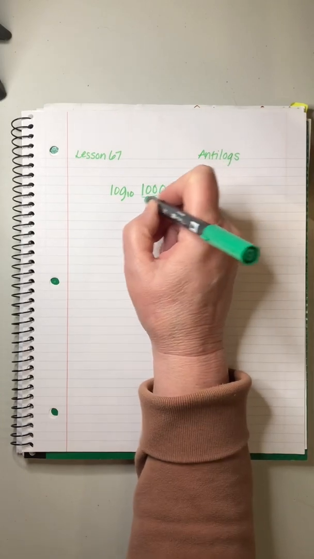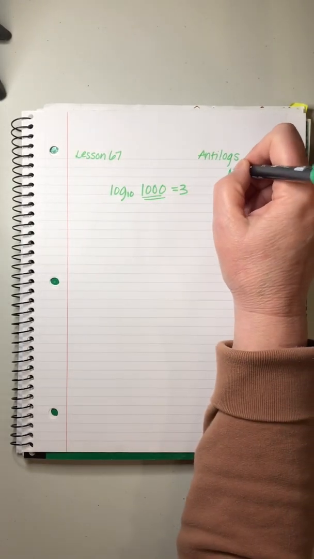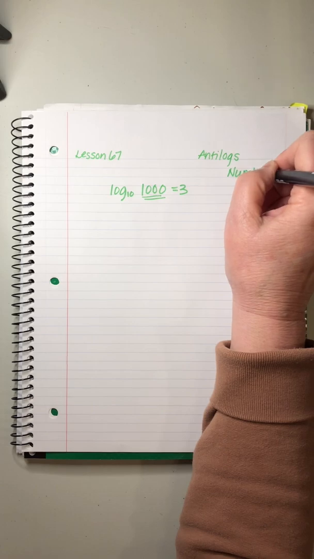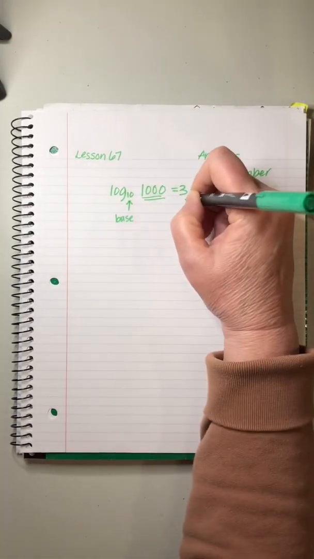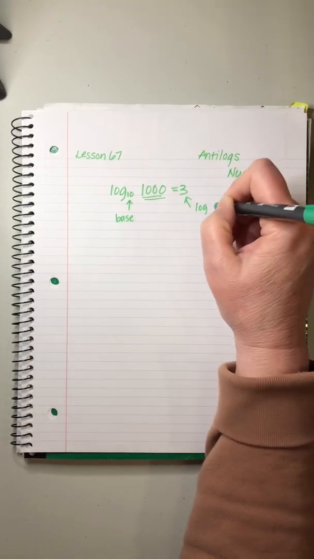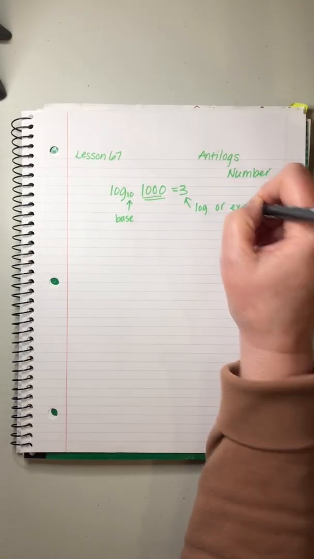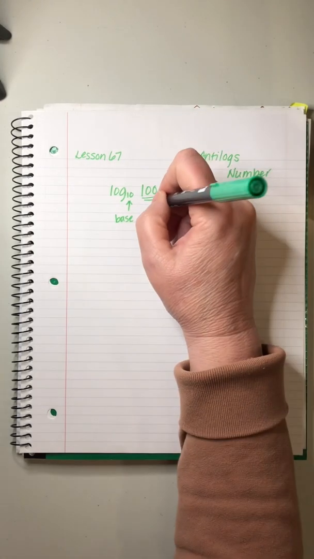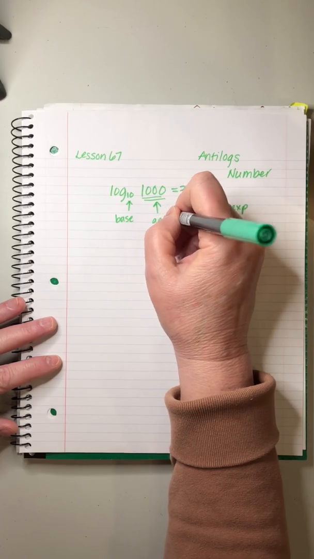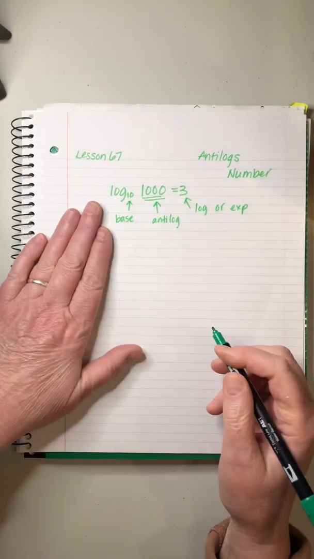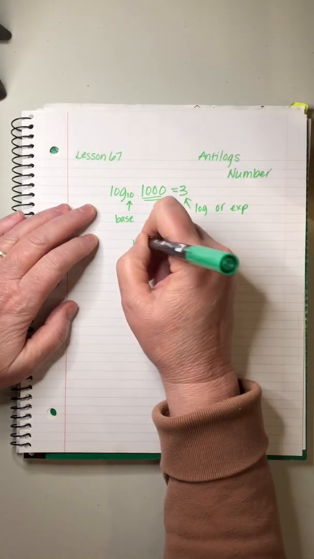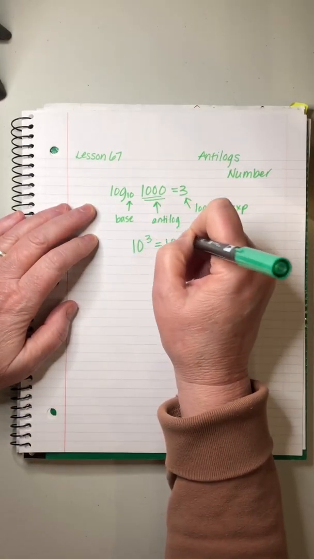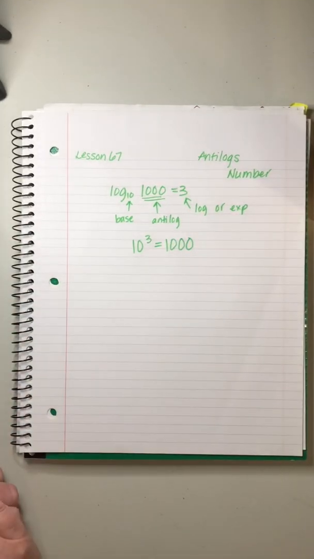is this number. It's more easily referred to as the number, right? This is the base. This is the log or the exponent. You can call it either one. And this is the number or the anti-log. And just to rewrite this in exponential form, to keep our heads on straight, we say that 10 to the third power equals 1,000. Okay?